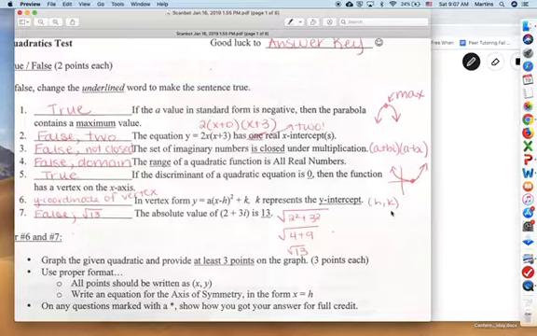Number 7, the absolute value of 2 plus 3i is 13. Well, remember, absolute value is basically asking for the hypotenuse if you were to graph this, right? And each of the legs is going to be 2 and 3. And when you plug it into the formula, you're going to drop the i. That was the most common mistake I saw in our quiz.